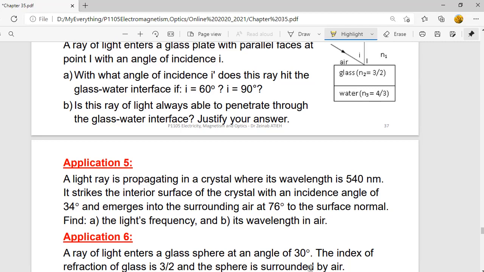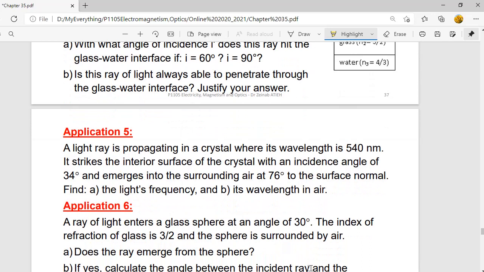Remember, the wavelength depends on the medium, but the frequency does not depend on the medium. The speed and the wavelength depend on the medium. The frequency is independent of the medium. The frequency is the same everywhere. So let's try the given and see what we have and try to make benefit of it.